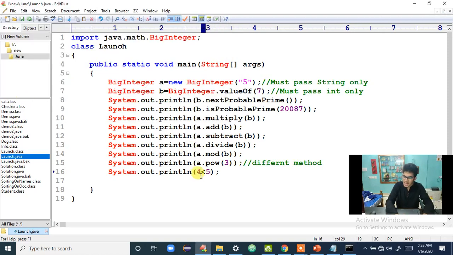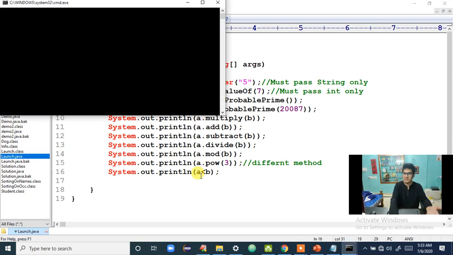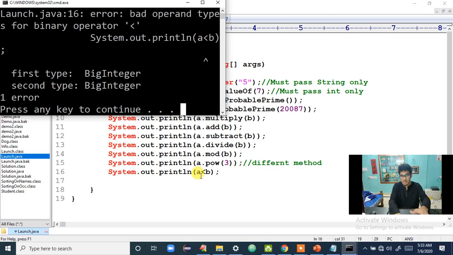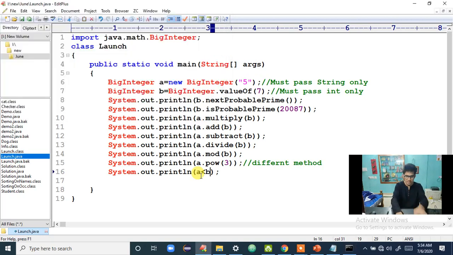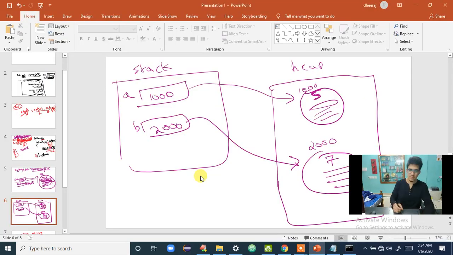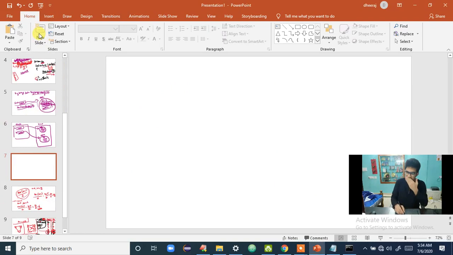But can I use it with A? What is the A value? 5. Is it less than B? Is A less than B here? It will not tell me the answer, because that less than operator is used for numbers only. It is not a number here. So what's the method which I have to use? That method will be like this. You have to use A dot compareTo of B.